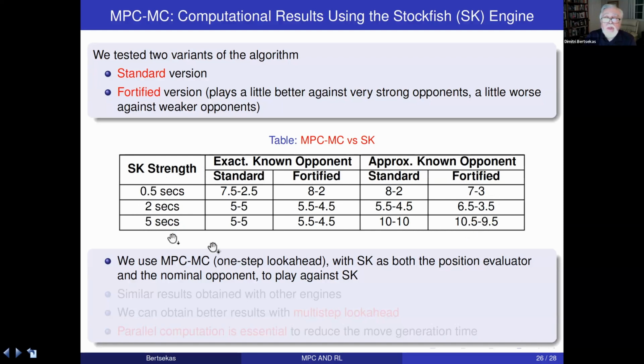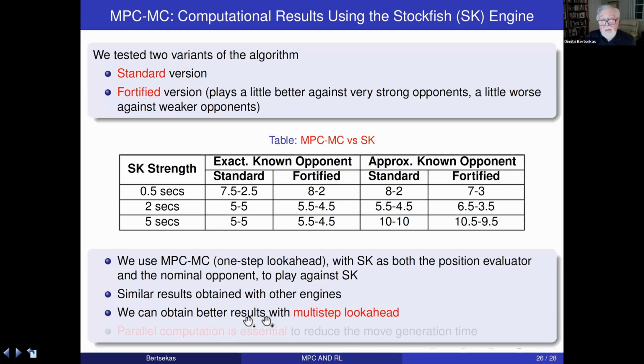And let me also mention that in all these games, MPC-MC has not lost a single game. All games have been either wins or draws. And this type of result was also replicated with other engines, such as the Komodo Dragon engine, a very good engine, and others. And this is just one step look ahead. We expect to get better results with multi-step look ahead, but we have not done these experiments yet. At least I've done only some partial experiments. But these experiments are very time-consuming, and we have not had time to conduct them.